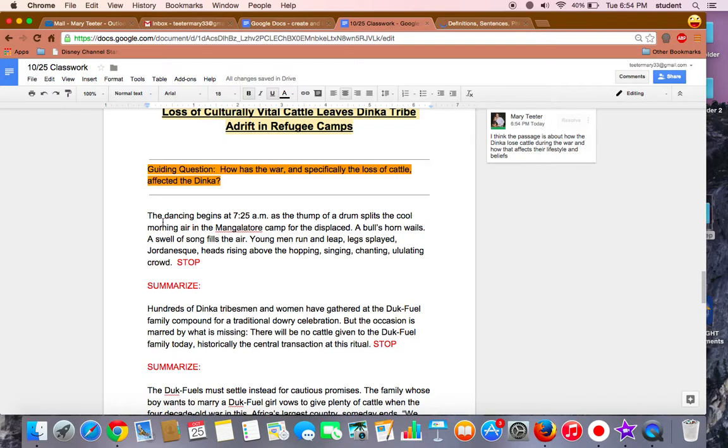So here we go, starting with the first paragraph. The dancing begins at 7:25 a.m. as the thump of a drum splits the cool morning air in the Mangalator camp for the displaced. A bull's horn wails. A swell of song fills the air. Young men run and leap, legs splayed, Jordan-esque, heads rising above the hopping, singing, chanting, ululating crowd.